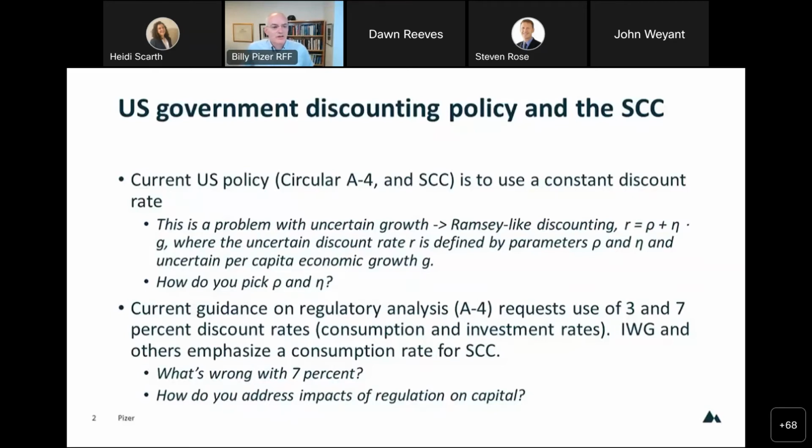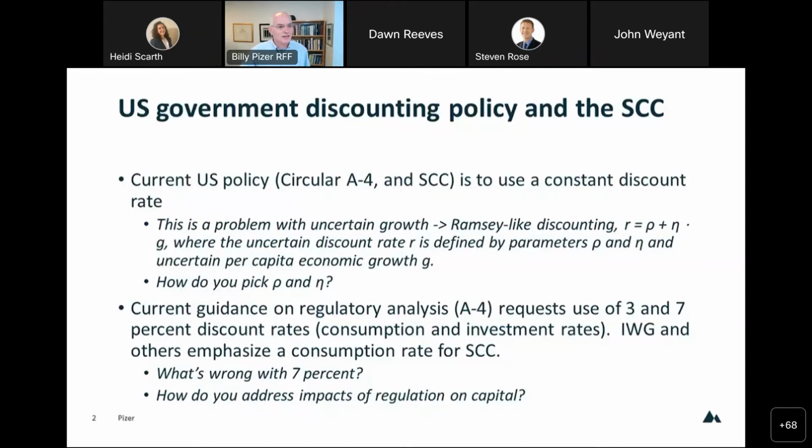The other thing I'd like to try to get to is another issue that Steve touched on, which was the use of 3 and 7% in current regulatory guidance. And as he mentioned, the IWG and most people who work on climate change have emphasized the appropriateness of a 3% consumption rate versus 7%, which is usually associated with the return to capital. What I'd like to do is talk about why the 7% is fundamentally wrong. But then I'd also like to talk about how you deal with the underlying concern, which Steve talked about, which is how do you reconcile using 3% with potential impacts on capital and investment? And we have an answer to that.